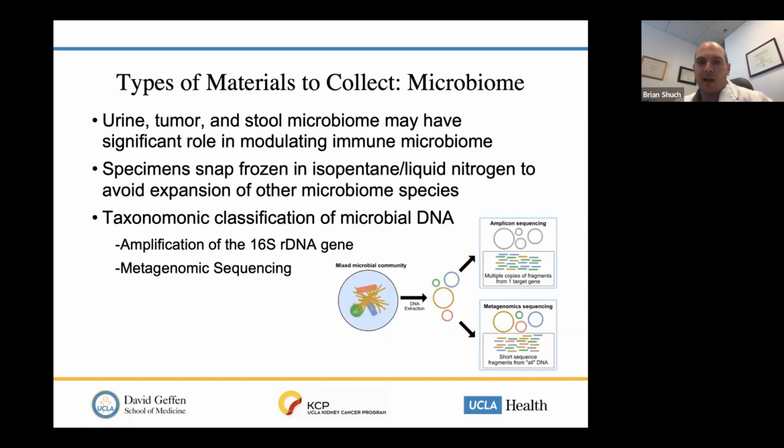And then obviously the microbiome, we know this is the big thing. Urine, tumor, and stool microbiome have potentially important ways to modulate the immune system. These are usually done by snap freezing in isopentane or liquid nitrogen, to avoid expansion of other species. Whichever material you collect gets frozen quickly, and then there are different ways to do metagenomic sequencing or amplicon sequencing of the 16S ribosomal gene. And there are a lot of companies that do this for you.